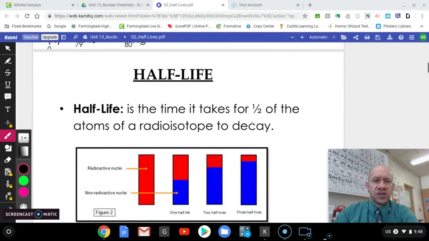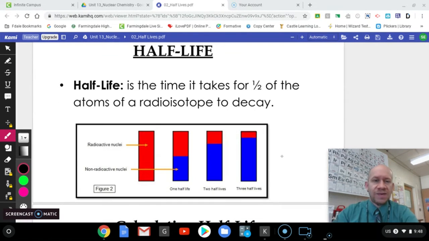So a half-life is determined as the time it takes for half of the atoms of a radioisotope to decay. For example, if I have 100% of a radioactive isotope, the time it takes for half of that radioactive isotope to decay is a half-life. And then the time for half of that to decay is the second half-life, and the time for half of that to decay is the third half-life.